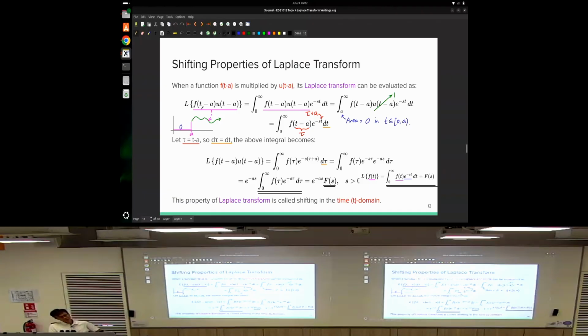When this happens, what happens to the Laplace transform is that you just have f of s multiplied by e to the minus as.